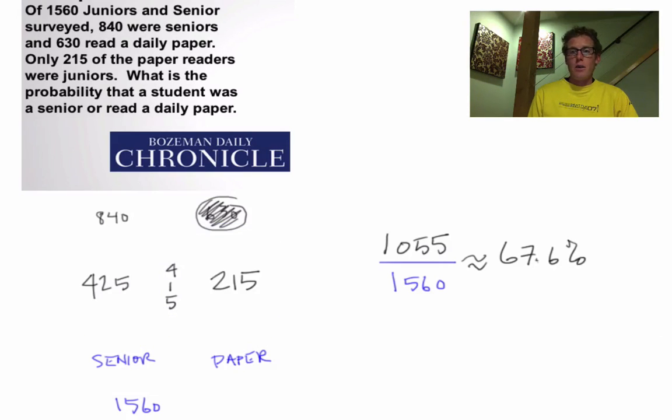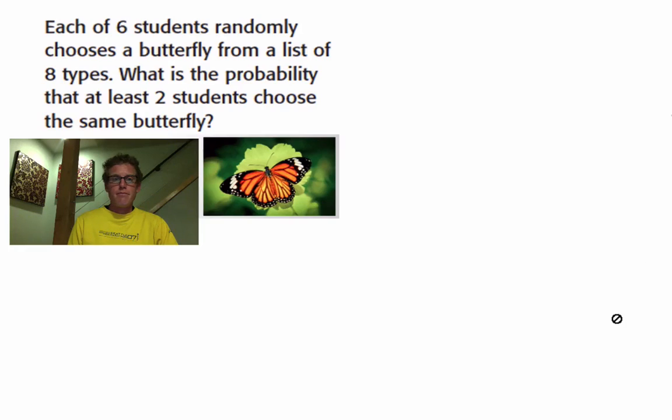Let's look at another one. All right, on this one, let's say that each of 6 students randomly chooses a butterfly from a list of 8 types. What is the probability that at least 2 students choose the same butterfly? Well, to address this, what we're going to have to look at is called the complement.